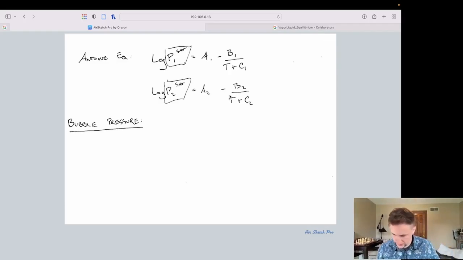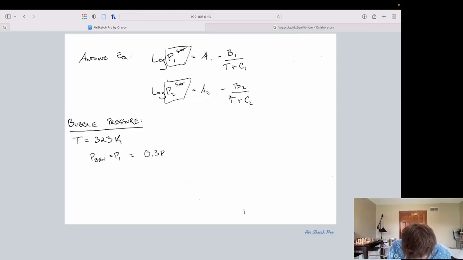And we'll go ahead and unpack that now. So our bubble pressure, again, is going to be the sum of the partial pressures is the total pressure in our system. So we're going to have a known temperature, and let's go ahead and say that is going to be 323 Kelvin. And so now at the given temperature, what does our pressure have to be to produce the first bubble in our composition? So we have for our partial pressure of benzene, which we'll just call P1, is going to be equal to 0.3, which we saw just from the previous slide that we drew out.